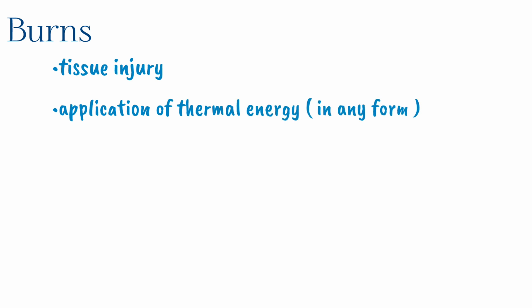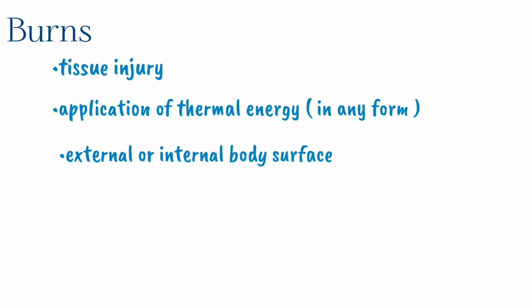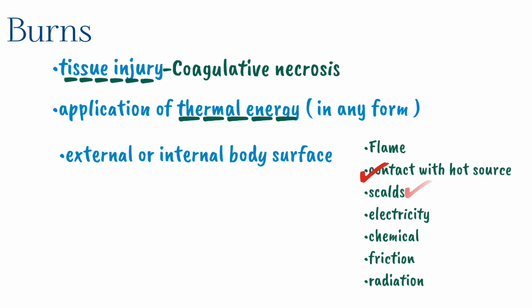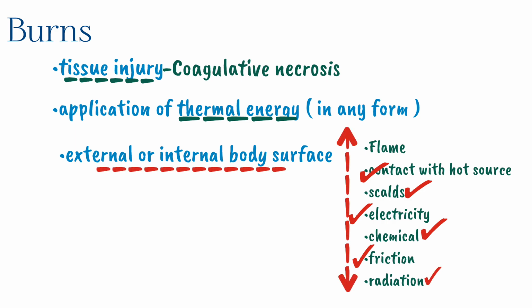A question arises: what is a burn? A burn is defined as tissue injury produced due to the application of thermal energy in any form to the external or internal body surfaces. By tissue injury we mean coagulative necrosis, and by thermal energy we mean any form of thermal energy. The most common sources of thermal energy include flame, contact with a hot source, scalds, electricity, chemicals, friction, and radiation. So whenever these sources of thermal energy come in contact with internal or external body surfaces and produce coagulative necrosis, it is called a burn.